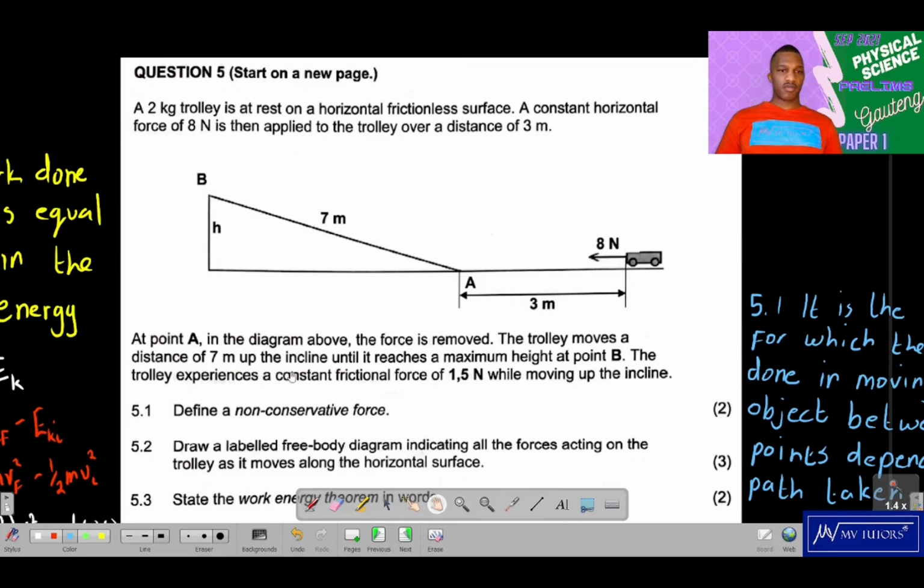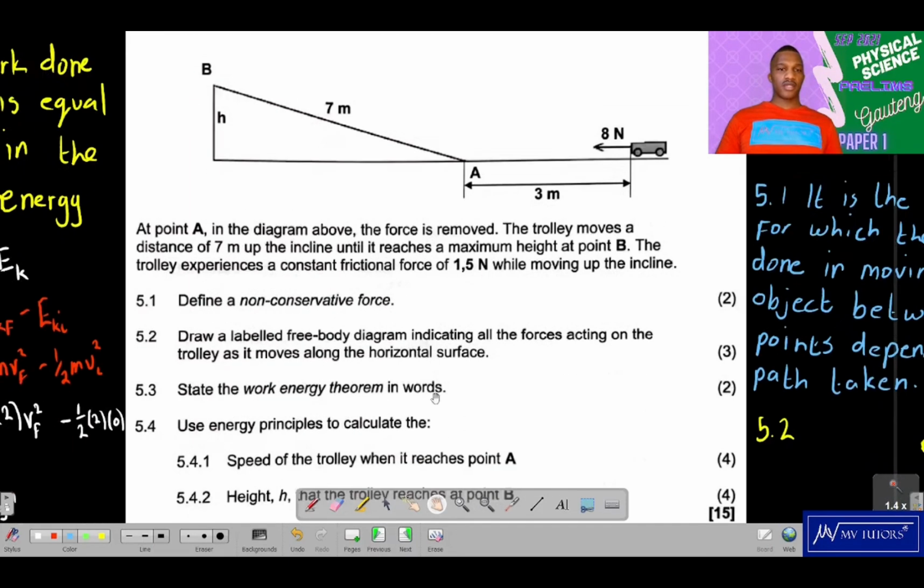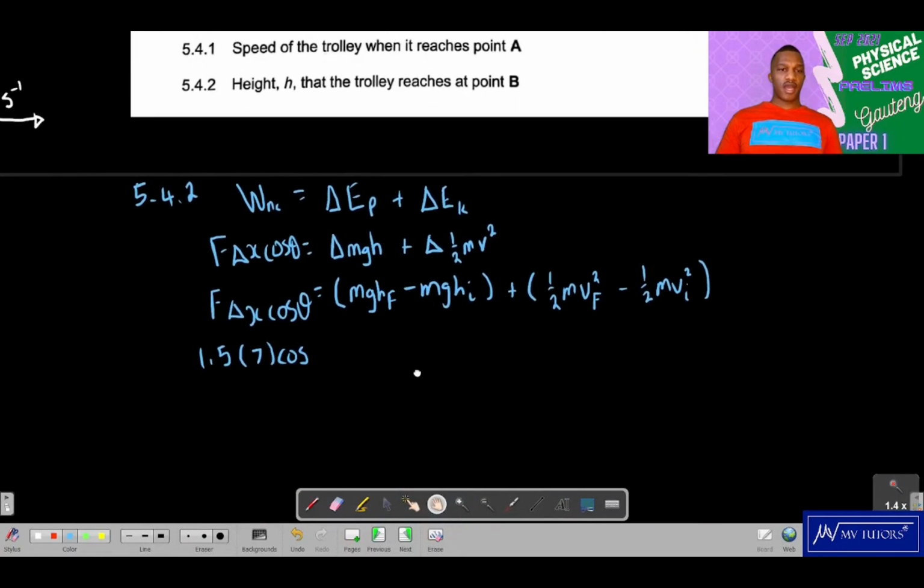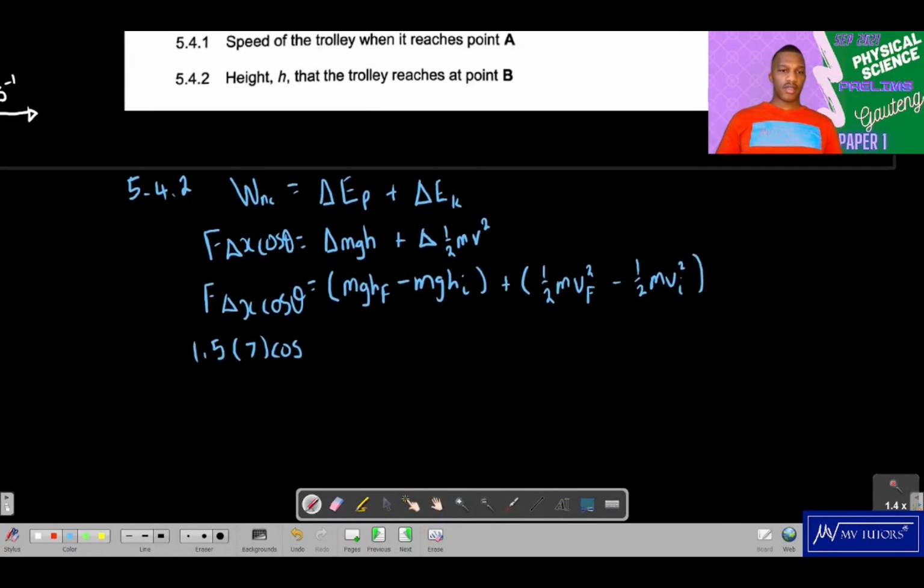The trolley experiences a constant frictional force moving up the incline. Okay, so at this point then, we're just going to use theta as 180. Okay, let's move on. Our m is still pretty much the same. Remember, it was 2. Let me put this in brackets.